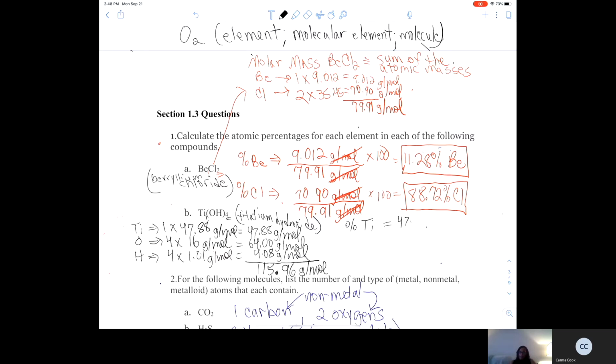The titanium percentage is 47.88 divided by 115.96 times 100. The percentage oxygen is 64 grams per mole divided by 115.96 grams per mole times 100. And then the percent hydrogen is going to be 4.08 grams per mole divided by 115.96 grams per mole times 100.